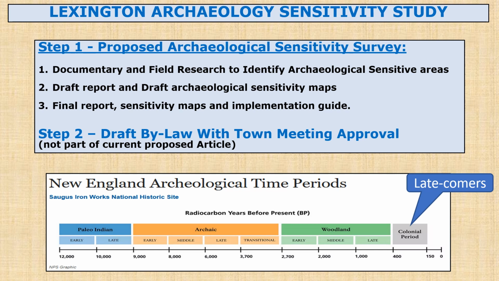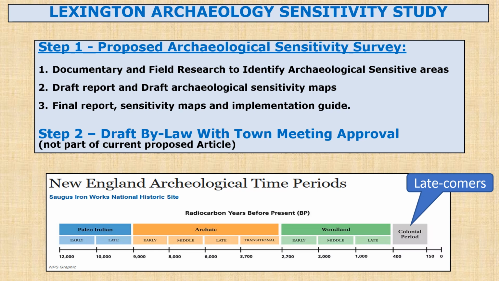Draft report for the archaeological sensitivity maps is the second step, and the final report will include sensitivity maps and an implementation guide. It is important that town meeting members understand the extent and types of archaeological resources in the town before we discuss the type of bylaw which would be appropriate for protecting these resources. The second step would be the approval of a bylaw to protect these resources.